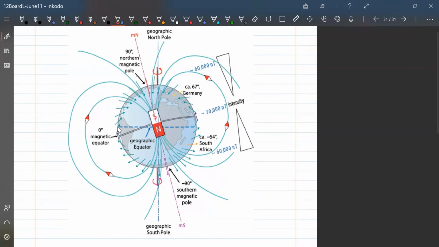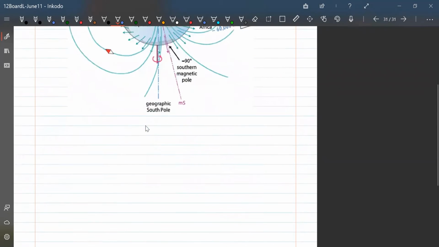Just like we have a geographical equator, we also have a magnetic equator. Just like the geographic equator, which is perpendicular to the geographical axis, we have a magnetic equator which is perpendicular to the magnetic axis. So let me write down some definitions.